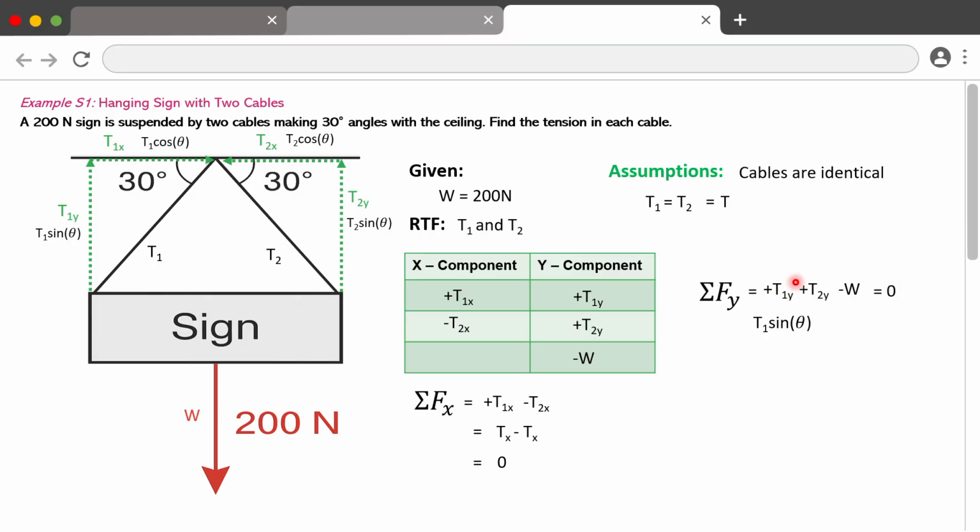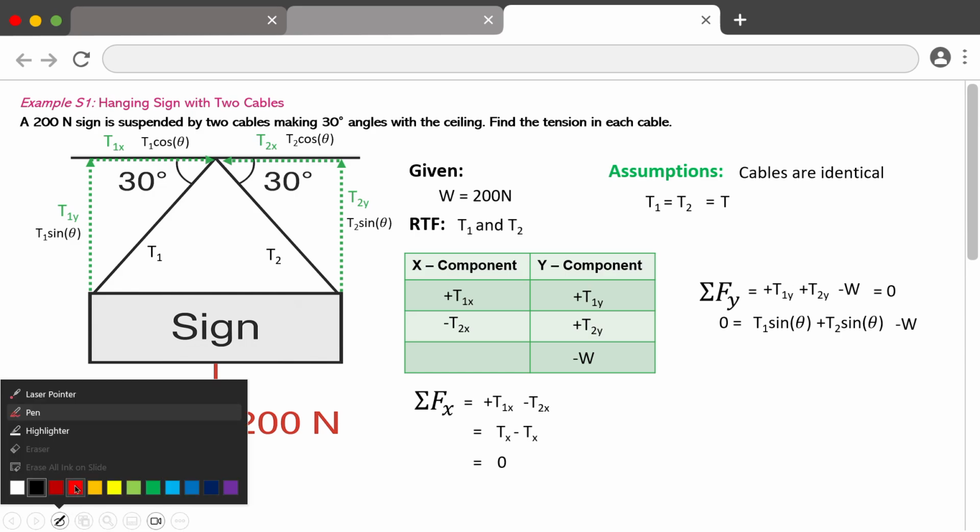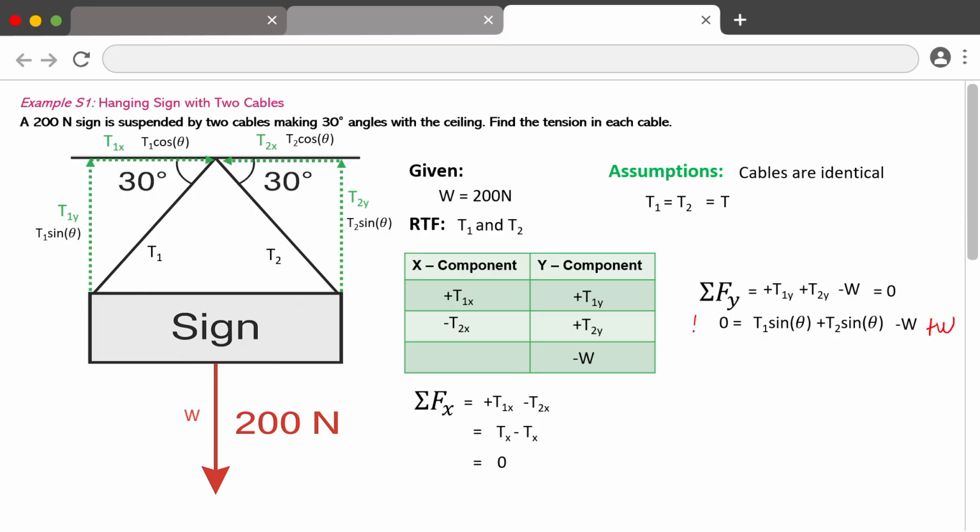Now let's express T1y and T2y in terms of T1 and T2. So for T1y, this is T1 sine theta. For T2y, this is T2 sine theta. And we have negative W. And again, this is equal to 0. So if we add W to both sides, we get the next line. So W equals T1 sine theta plus T2 sine theta.